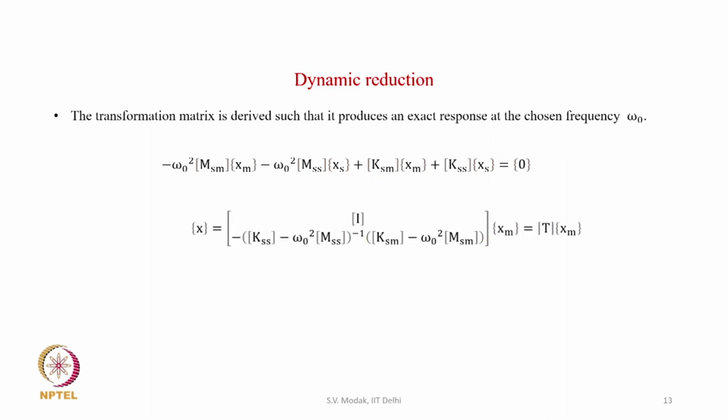And when this equation is simplified, we get this equation relating the vector of slave degrees of freedom and the vector of master DOFs. This transformation matrix is now different from the one we got for the static reduction case. But we can easily see that if we take omega naught equal to 0 here, then this transformation matrix reduces to the transformation matrix we got for the Guyan reduction. Now, by substituting this equation for x in the equations of motion, we can obtain the reduced mass and stiffness matrices and reduced force vector, like we obtained in case of the static reduction or the Guyan reduction.